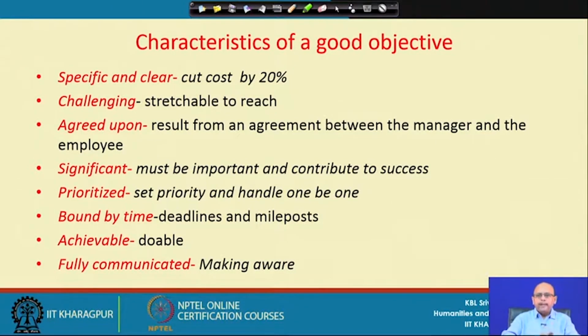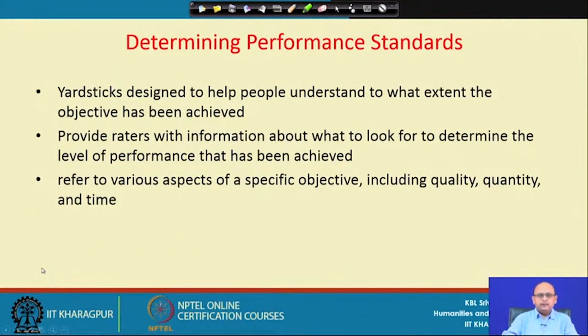Make sure that it is significantly contributing to the performance and success of the employees, right. And you also go for prioritizing your objectives. For example, in case of teaching, I said teaching is the most important priority, right. And make sure that it is bound by time, because you have deadlines and milestones within which you are going to achieve these goals and objectives, and make sure that it is achievable. So, whatever objectives you set, you need to ensure that they could be achieved within a given time frame, okay. And people should be told that yes, this is what we need to achieve. If you follow these, you will probably be able to set very good objectives which will provide better communication to the employees.